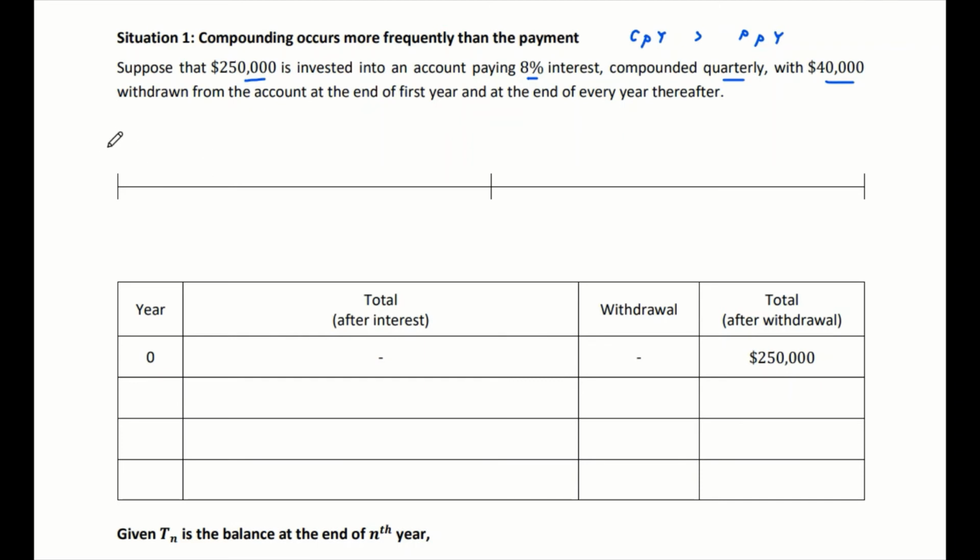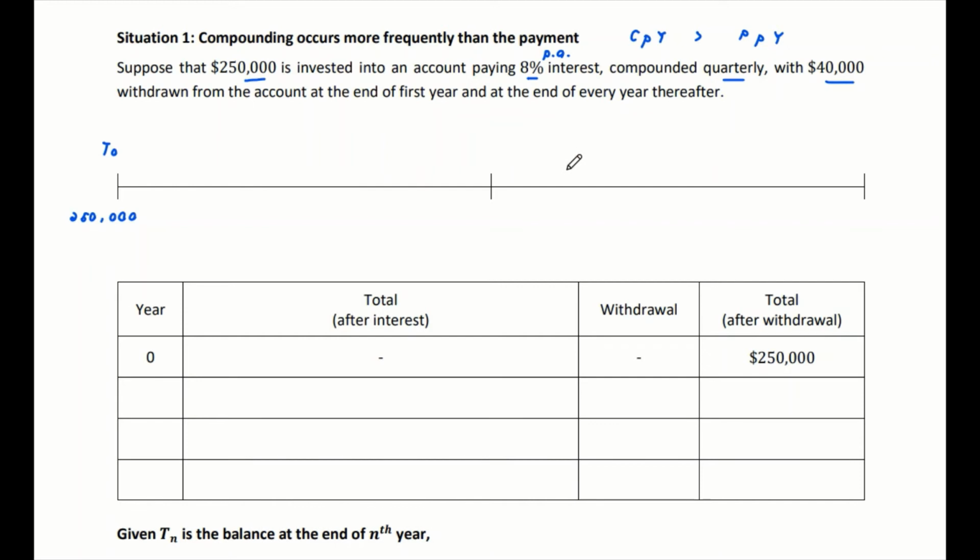If we are trying to show what happened here by using a timeline, then you can see that we have T0 over here, which we have 250K. All right. So moving onwards, you can see that this interest is compounded quarterly. So the first thing that we need to do is divide by 4, right? So 8% interest annually. Maybe I should put in here. Yeah, so this is 8% per annum interest.